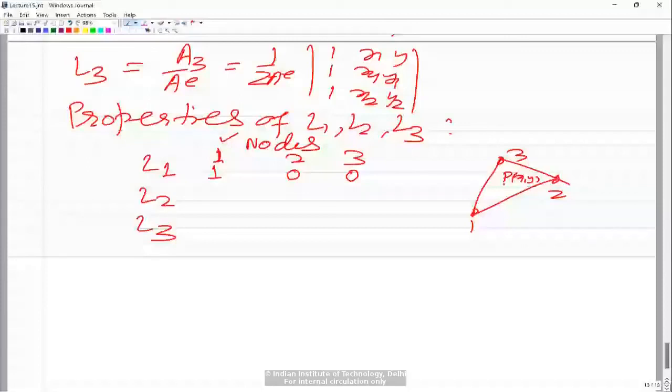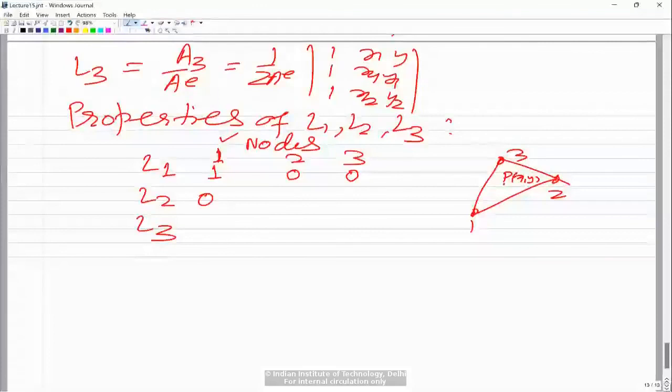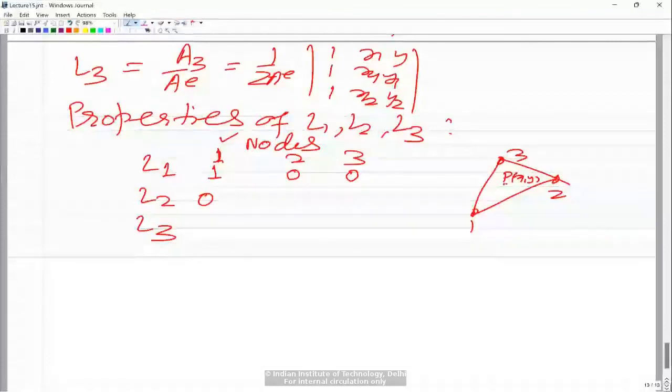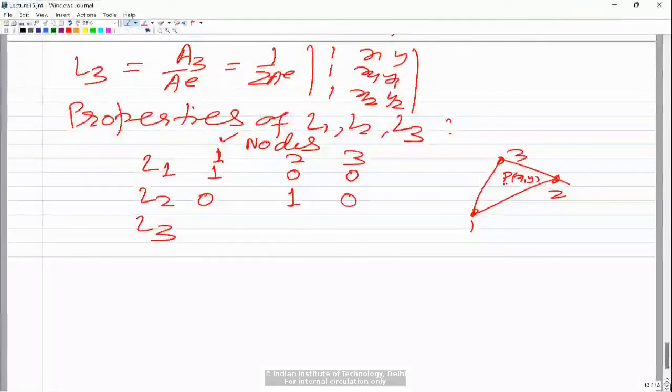Similarly, L2 is defined in terms of the area of triangle P31 divided by the total area. If I look at the value of L2 at node 1, P will go to 1, so the area P31 will become 0. And when we look at the value of L2 at node 2, point P will go to node 2, then the area will become that of triangle 231, which is the total area. So the ratio will become unity, and similarly it would be 0 at node 3. L3 would be 0 at node 1, 0 at node 2, and unity at node 3. So yeah, these are the properties of these shape functions.